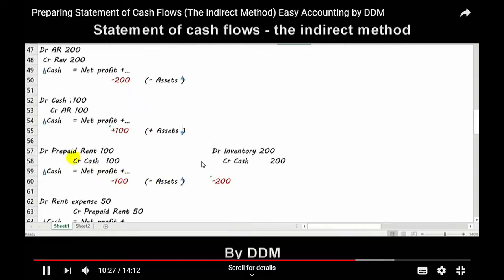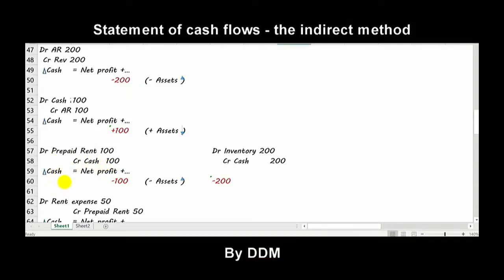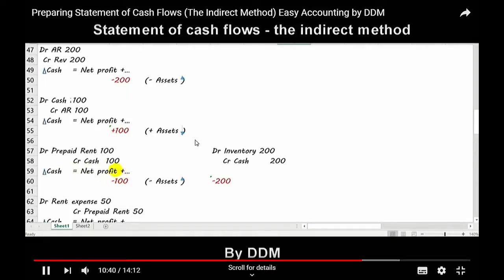Another example is, what if we prepaid rent? After we prepaid rent, our cash reduced by $100. When this side reduced by $100, to make both sides equal, we need to reduce this side by $100 as well. So this transaction, again, these two items are balance sheet items. So this transaction has no influence on the income statement. Does that make sense?